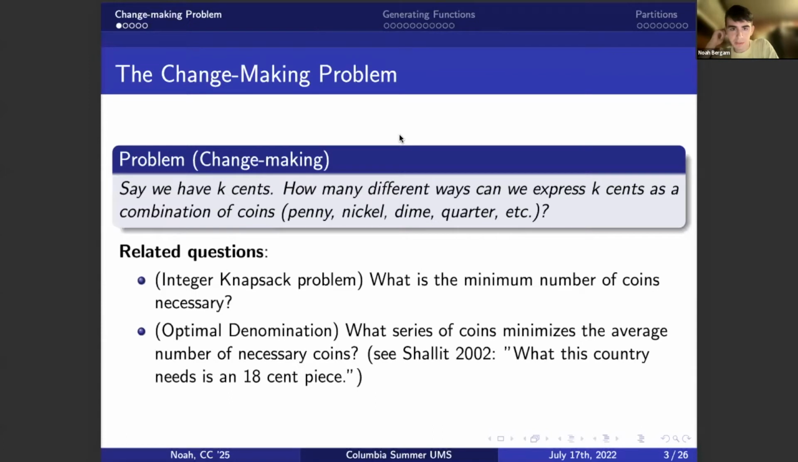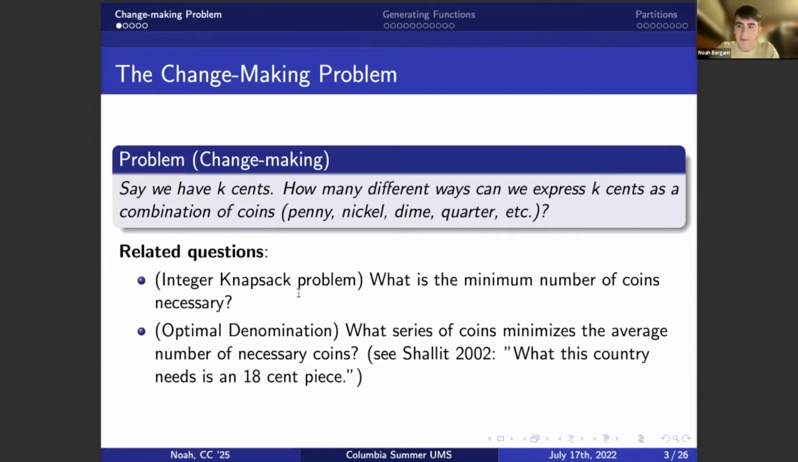Some related questions that you might see if you look this problem up are a variant. For example, you might be interested in the minimum number of coins necessary to express K cents. If you're interested in the terms of art, this is a special case of the integer knapsack problem. A further question is, what series of coins minimizes the average number of necessary coins, which is a complicated question. The best way to put it is, what kinds of coin denominations will make change making the easiest.